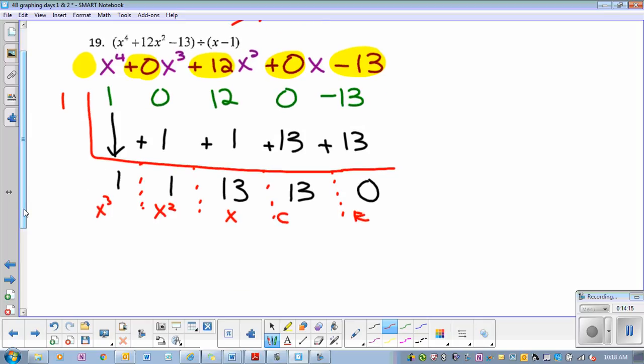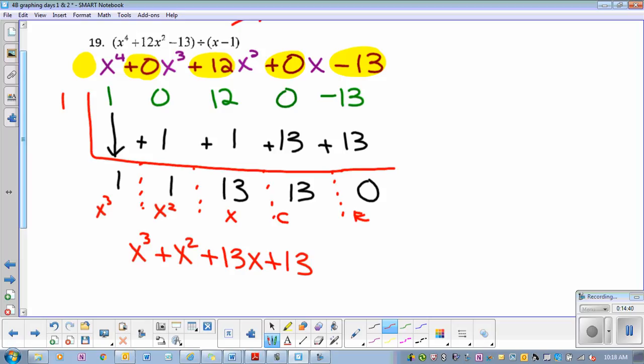So then now, just rewrite it. It's 1x cubed, so just x cubed is fine. Positive 1x squared, so plus x squared. Positive 13, so 13x. Positive 13, so plus 13. And there you go. Okay?